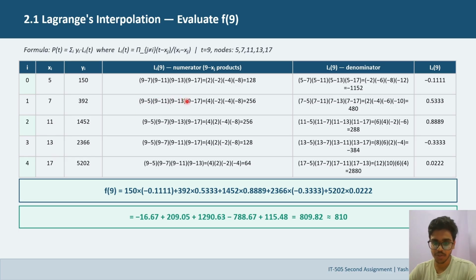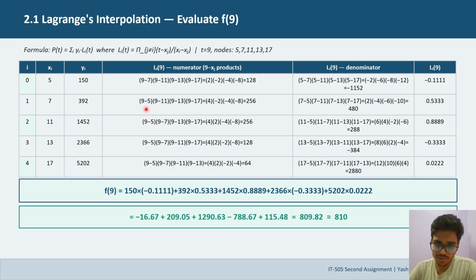For L0 at t equals 9, the numerator is 9 minus 7, 9 minus 11, 9 minus 13, 9 minus 17, which equals 2 times minus 2 times minus 4 times minus 8. This is 2 times 2 is 4, times 4 is 16, times 8 is 128. But we have an odd number of negatives, 3. So the product is minus 128. And the denominator, that is 5 minus 7, 5 minus 11, 5 minus 13, 5 minus 17, equals minus 2 times minus 6 times minus 8 times minus 12.